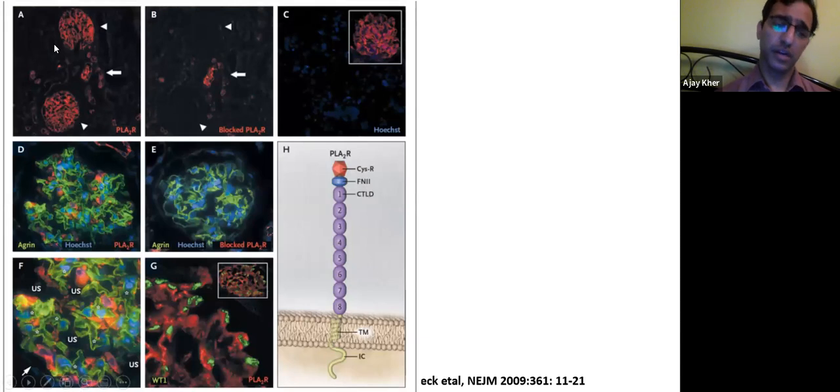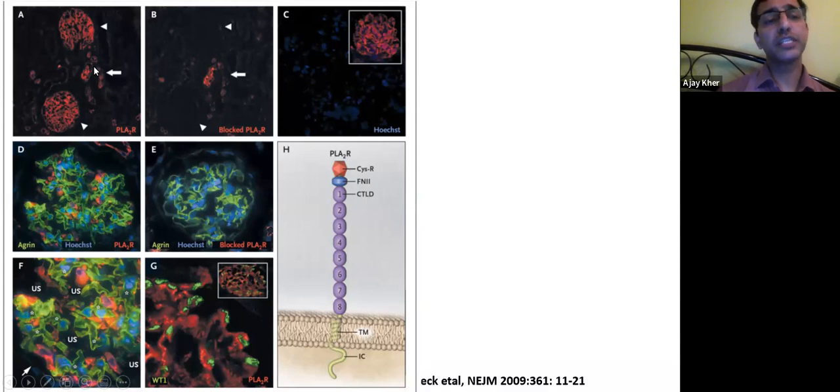And now they're trying to show you the localization. This is not patients with membranous. These are human normal glomeruli. In column A, they have a PLA2R staining, and it stains the glomerulus, showing that PLA2R is present in the glomerulus. They do have the tubular staining as well.